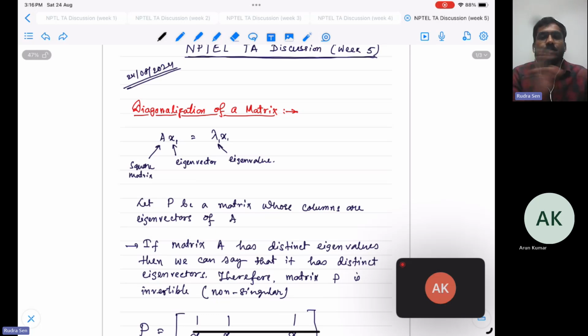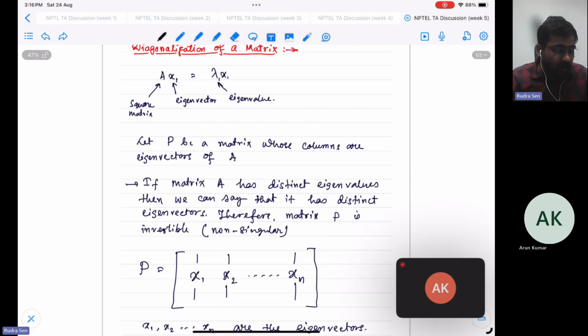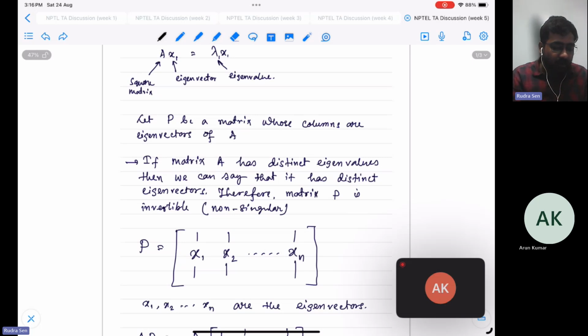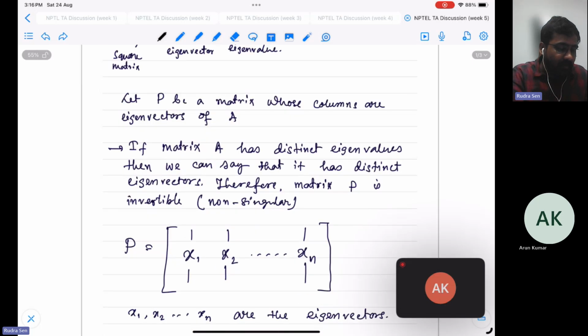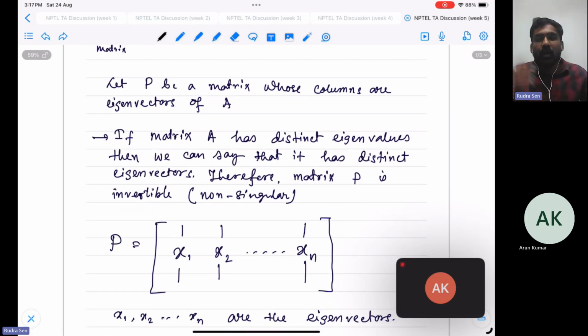Since previous week you have studied eigenvalues and eigenvectors, and you have already studied the generalized eigenvector concept, right? So here we talk about diagonalization and why it is required. Diagonalization of a matrix is required for ease of computation. First of all, we consider a matrix P whose columns are all the eigenvectors of a matrix.